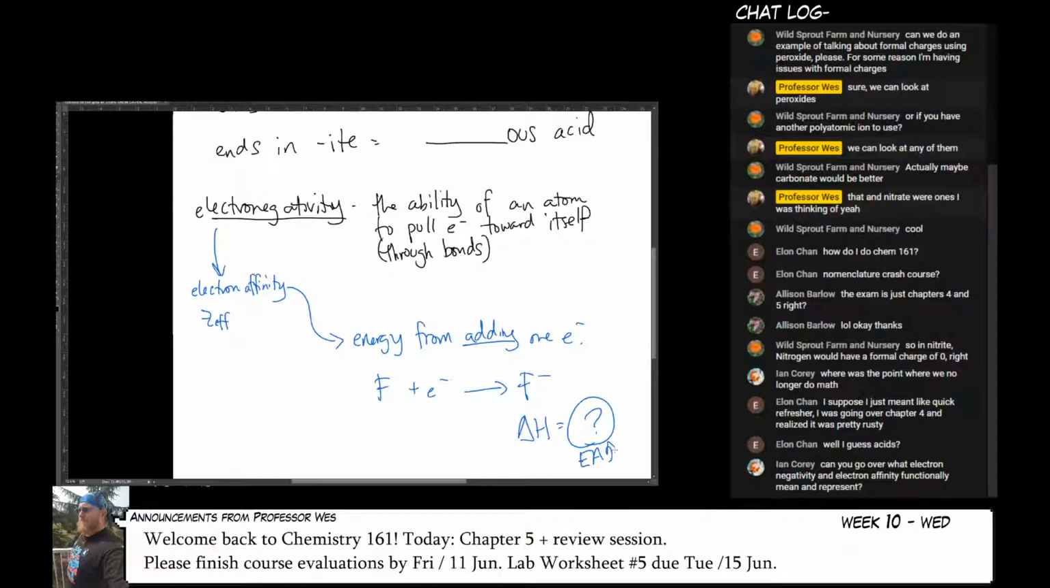So if electron affinity is how much energy you get from adding an electron, electronegativity is just a scale of 0 to 4 of how good atoms are at getting energy released by adding electrons. Fluorine and chlorine are two of the best.